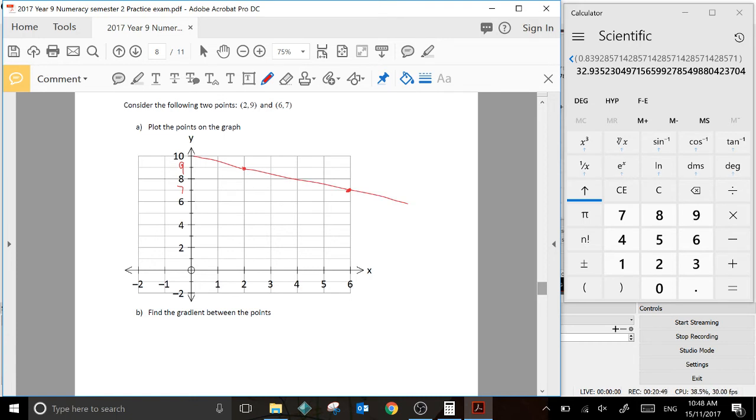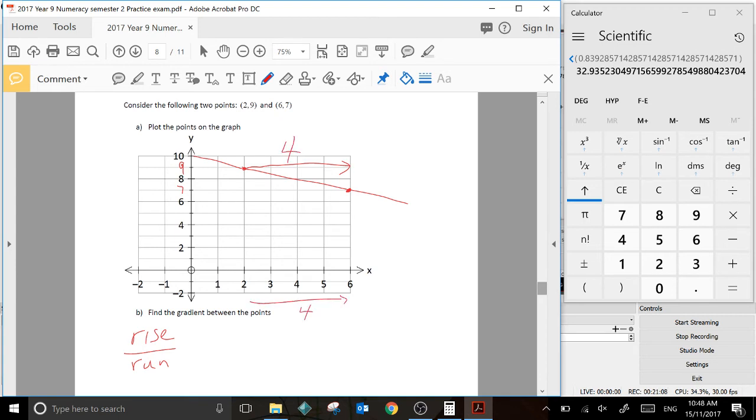So the best way to do this is by doing rise over run. So let's work out what rise over run is going to be. The first thing to always work out is the run. So as we go from 2 across to 6, how far across have we gone? From 2 across to 6, we've gone across by 4. So my run is going to be 4.